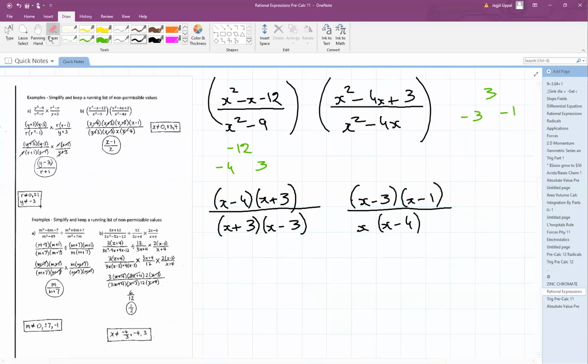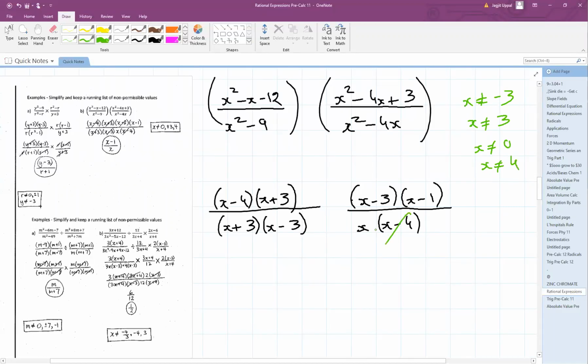Okay, Danish, now non-permissibles. Good. Tell me all the non-permissibles going left to right. X cannot be -3. Yep. X cannot be 3. Yep. X cannot be 4.